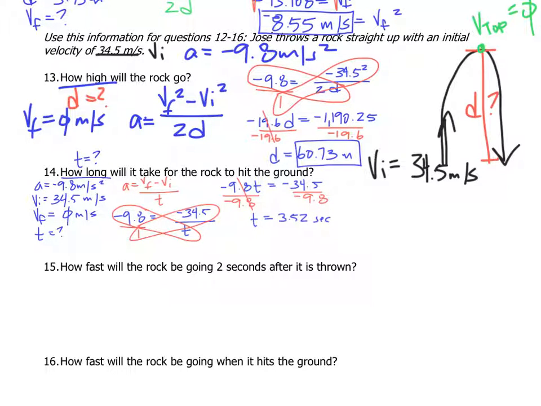seconds. However, that is the time that it takes to go to the top of its path. So that's the time it takes to go from here to the top. I want to know the total time. So the time it takes to go from the bottom to the top is the same amount of time as it takes to go from the top back to the bottom. So all I need to do is take 3.52 seconds, multiply it by 2 to come back down, and I get 7.04 seconds total. That's my total time up and down.